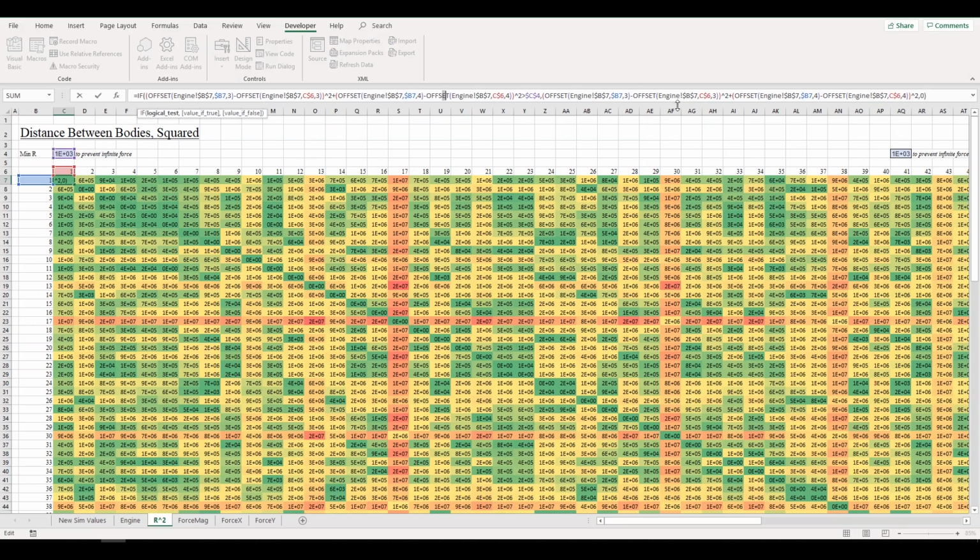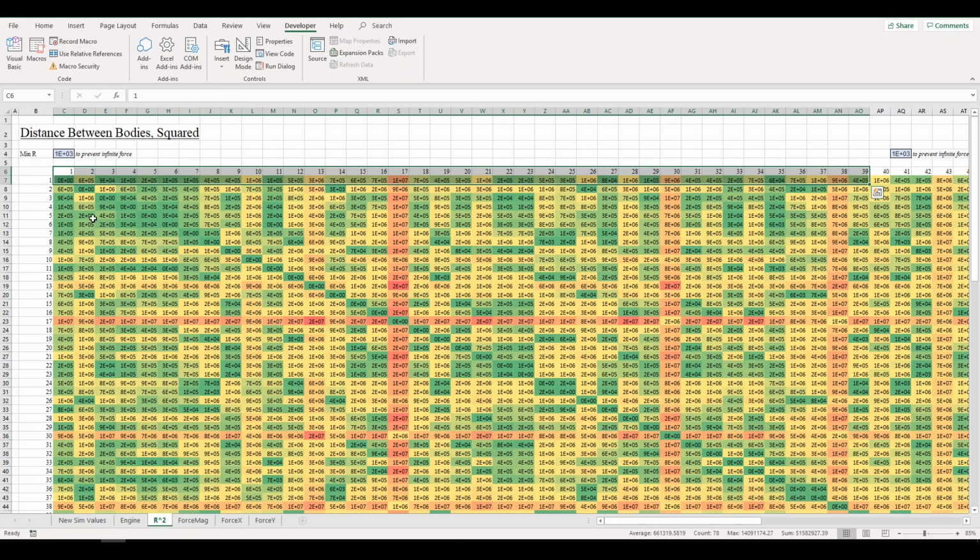So all I've done is work those out. Now these offsets are really good in Excel. They look a little bit strange, but basically all it's saying is you start at cell B7 in the engine tab, and then I want to move from B7 by some set of rows and some set of columns.